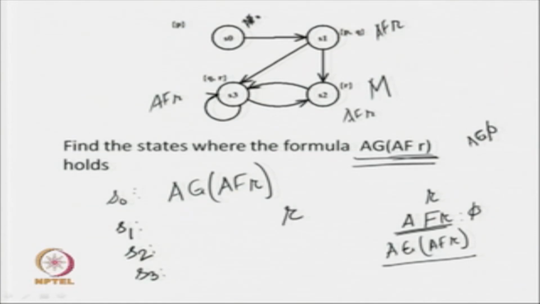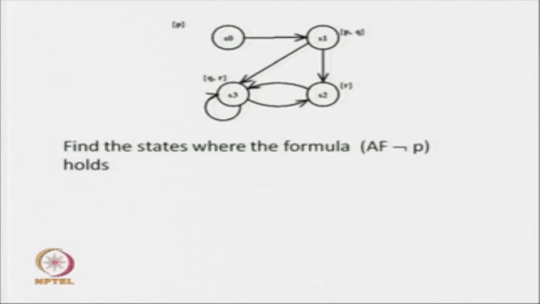One is R; we must know the truth values of R in all states. Then the other sub formula is AF R. Before going to AG AF R, we must know the truth values of AF R in each and every state. Then only we can look for the truth values of the given formula AG AF R. After analyzing this model, we have found that AG AF R is true in all those 4 states. Now, this is a simple one that I am again saying.